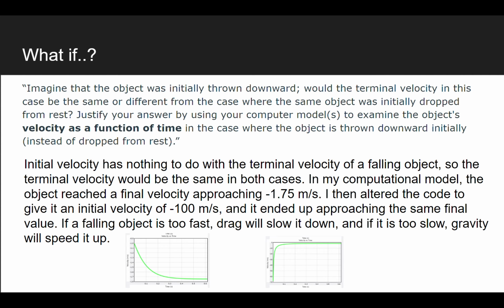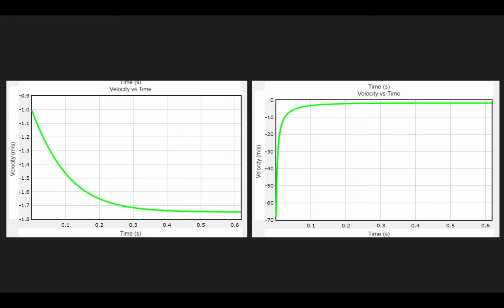If a falling object is moving too fast, drag will slow it down, and if it's going too slow, gravity will speed it up. Terminal velocity is when the force of drag is equivalent to the force of gravity, and they cancel out. Here is a better look at those two graphs where you can see that they approach the same value of negative 1.75.